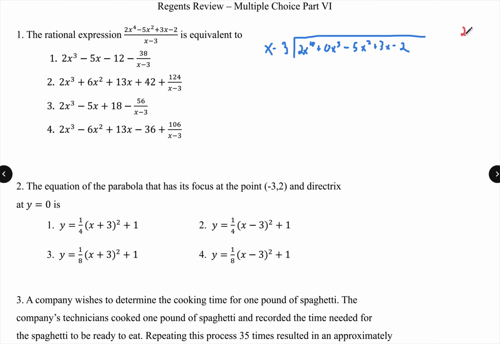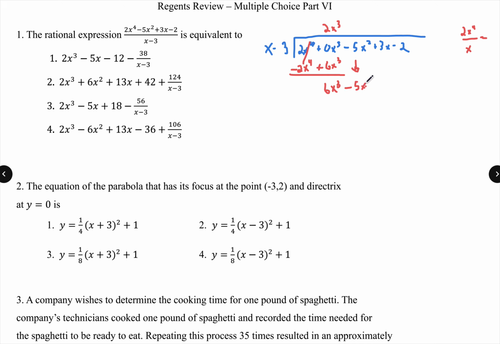I always start with my leading term, so 2x to the power 4 all over x. That leaves me with 2x cubed. And now you see why I did this, because now I organize my work. 2x cubed times x gives me 2x to the power of 4. Switch the sign: 2x cubed times negative 3 gives me negative 6x cubed. I'm adding because I switched the sign. That cancels out. What am I left with? 6x cubed. And now I rinse and repeat.